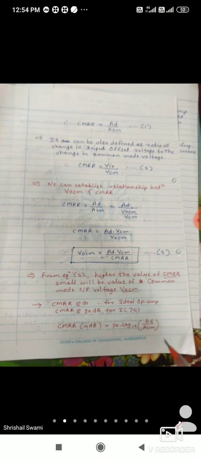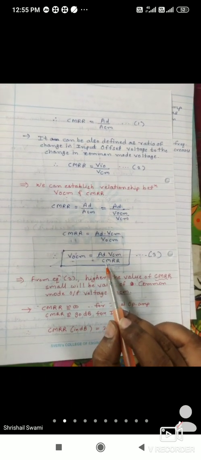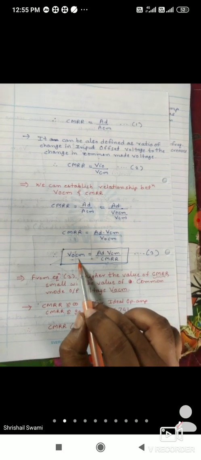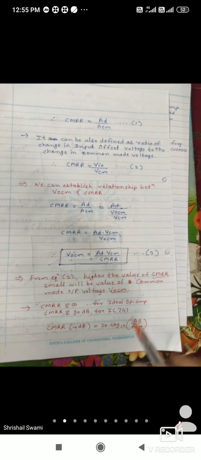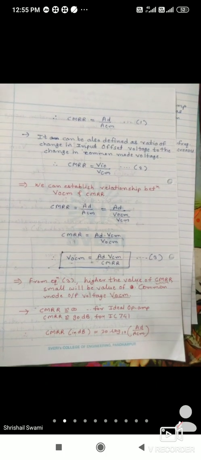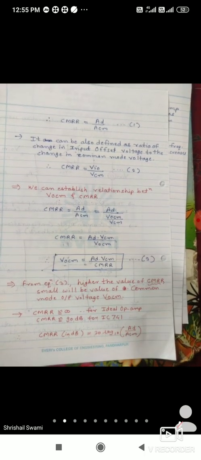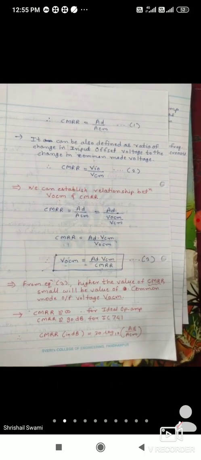So from this equation number 3, what we can conclude is: the higher the value of CMRR, if it is infinite, then VOCM must be 0. So this is happening for an ideal op amp. For a practical op amp, some CMRR is existing, due to which some VOCM is also existing. So the higher the value of CMRR, the smaller will be the value of the common mode output voltage VOCM.